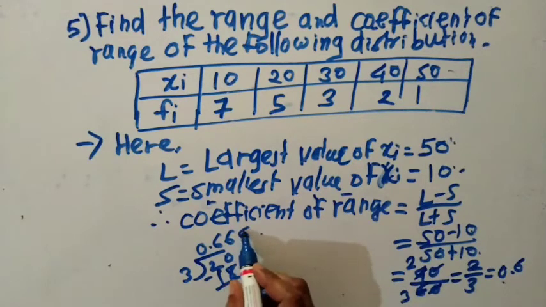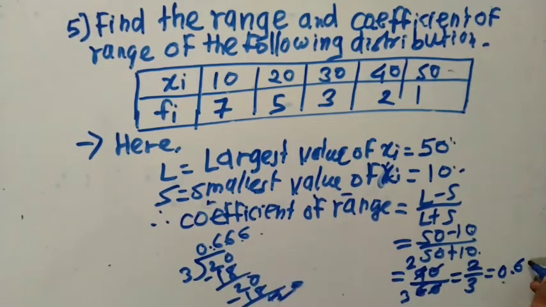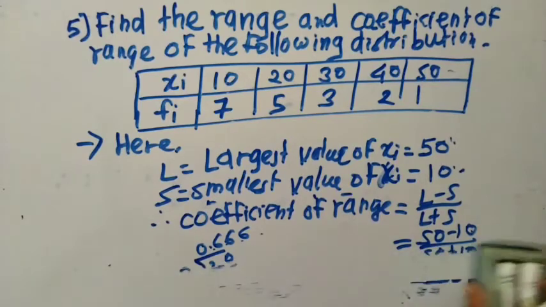0.666, rounding it we get 0.67. Hence coefficient of range is equal to 0.67.